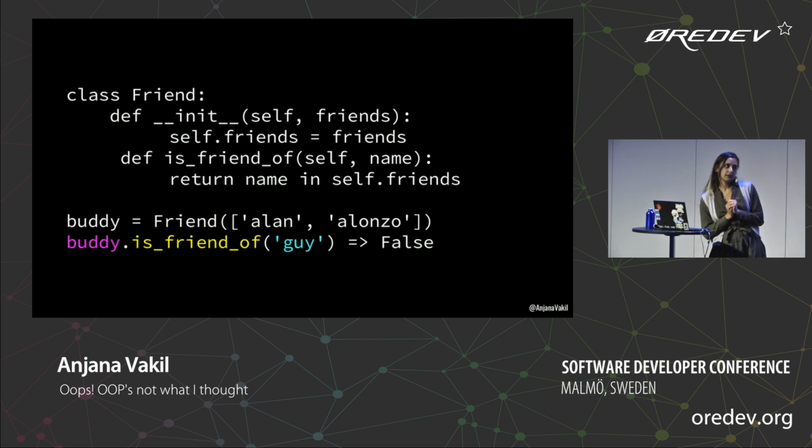So if I have a buddy who's a friend of Alan and Alonzo, and I send a message to Buddy saying, hey, tell me, are you friends with Guy? All that I care about is that Buddy responds back to me and says, no, I'm not your friend, Guy. If you get that reference, then we can talk about South Park later. In any case, all I care about from Buddy is that when I make this call, and that means when I send it this message, I get back a response saying, false, no, not friends.